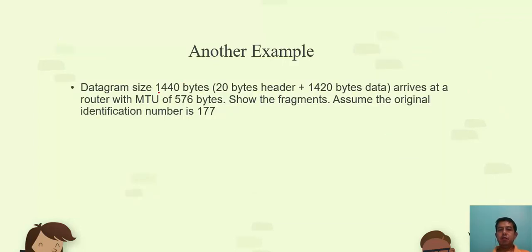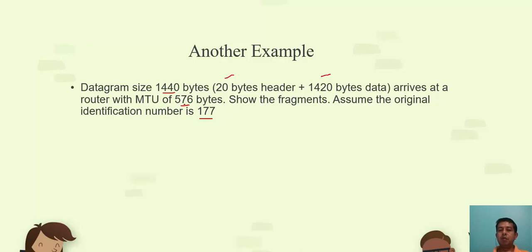A datagram of size 1440 bytes arrived at a router with an MTU of 576 bytes. So the datagram size is 1440 bytes. There are no options, so 20 bytes of header and 1420 bytes of data. And the MTU is 576 bytes. The original identification number is 177. That means all the fragments will be stamped with this particular identifier 177.